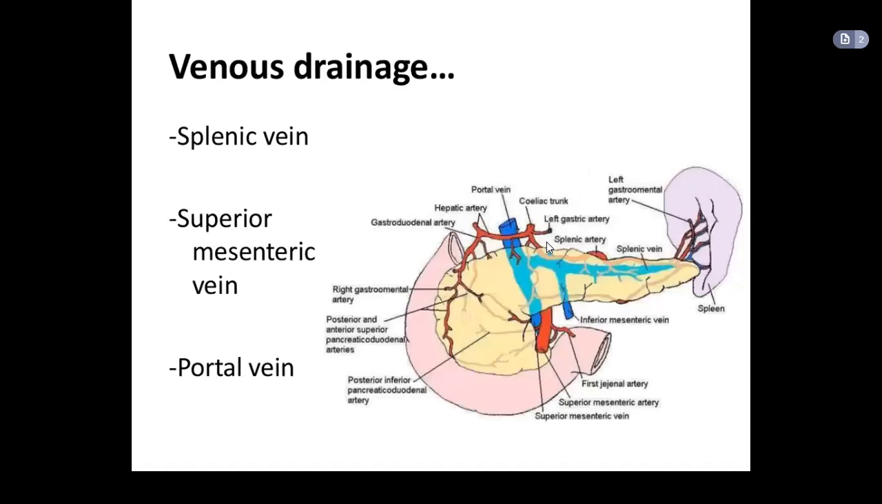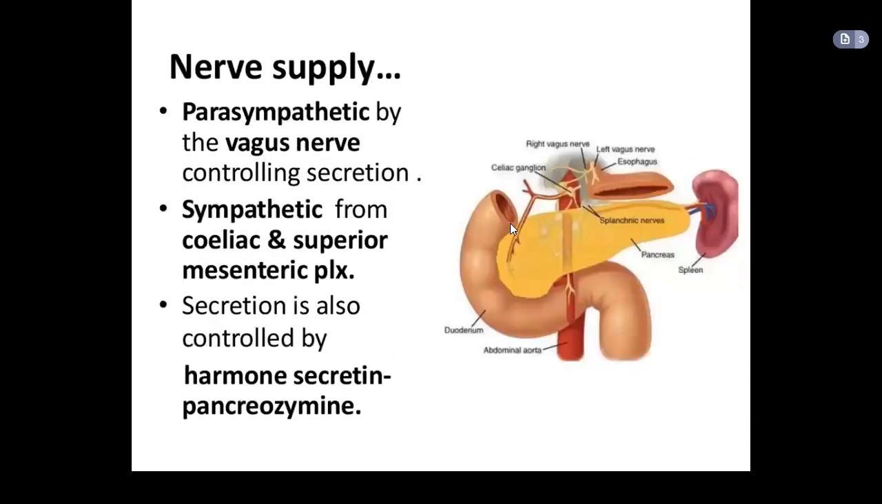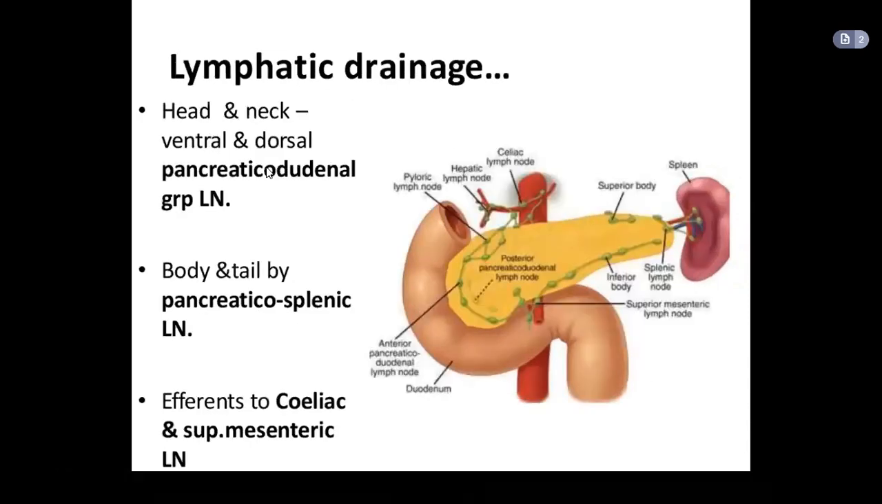Venous drainage. Veins correspond to the arteries and drain into the superior mesenteric, splenic, and into the trunk of the portal vein. Nerve supply: sympathetic nerves are derived from the celiac and superior mesenteric plexus. Parasympathetic supply is derived from the vagus nerve. Lymphatic drainage: the head and neck drain into pancreaticoduodenal lymph nodes. The body and tail drain into pancreaticosplenic lymph nodes. The efferent vessels of the lymph nodes terminate in the celiac and superior mesenteric groups of preaortic lymph nodes.